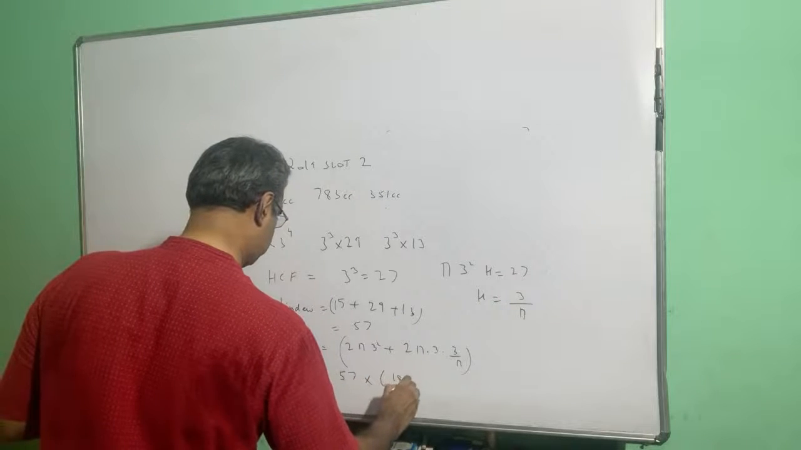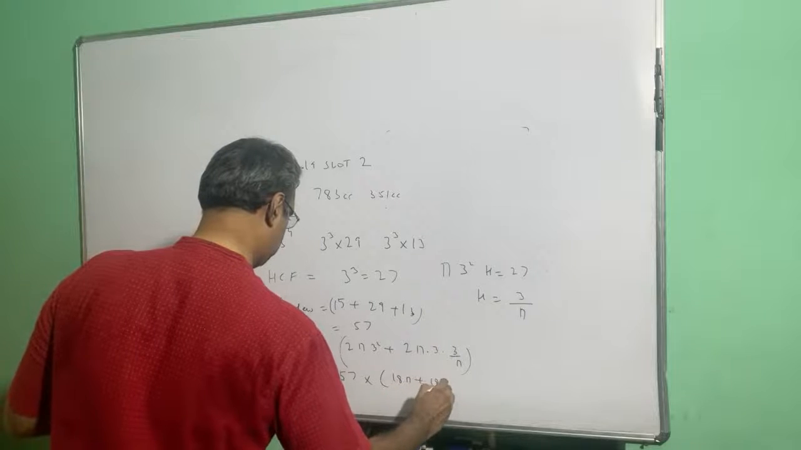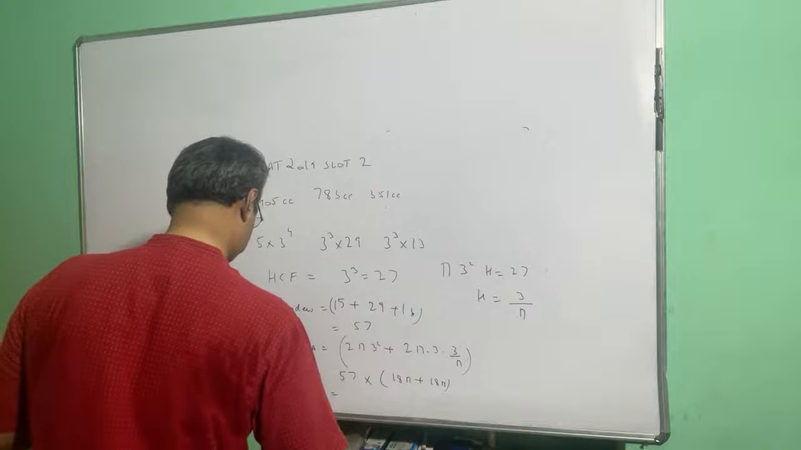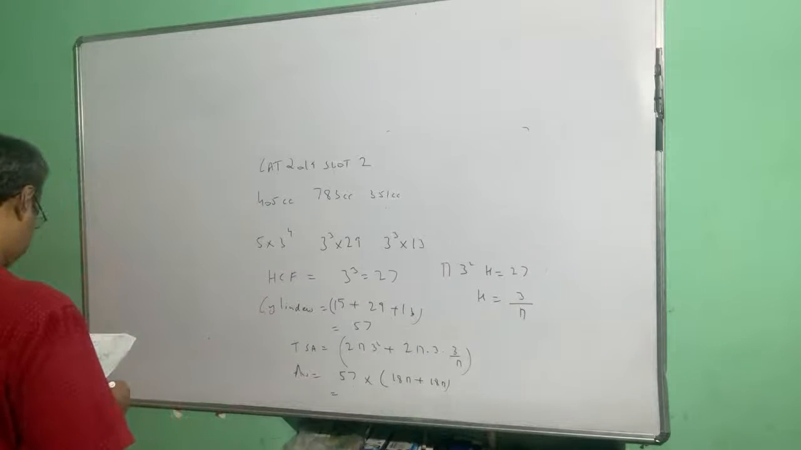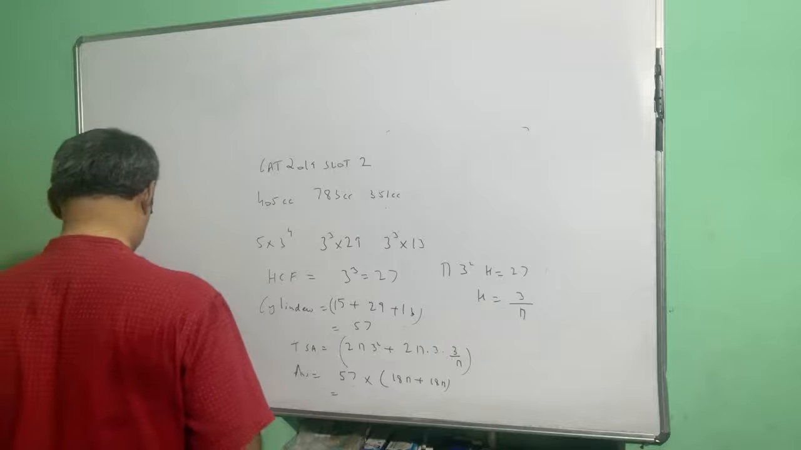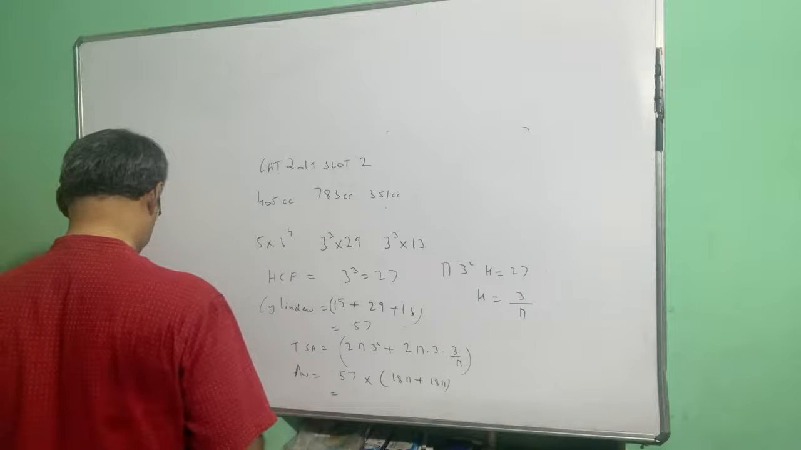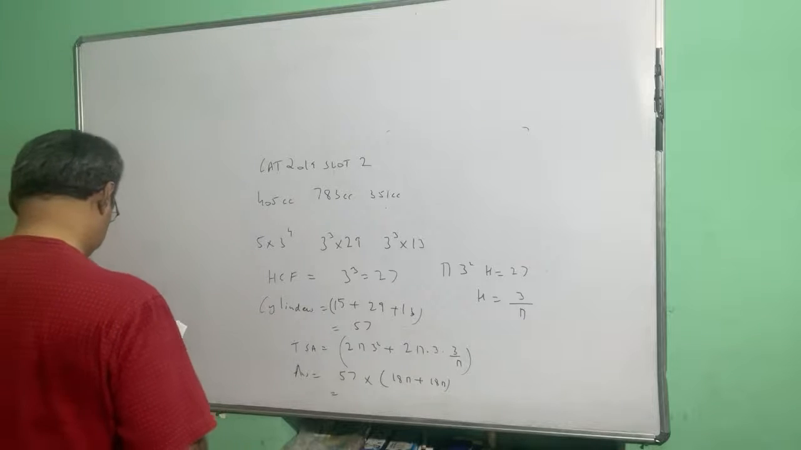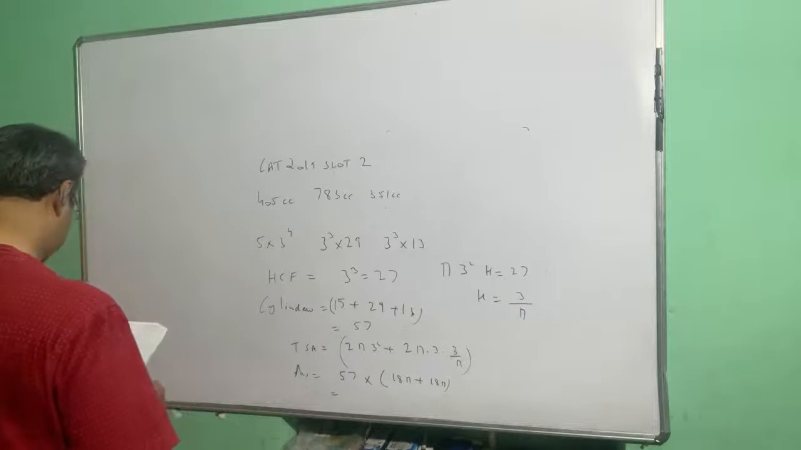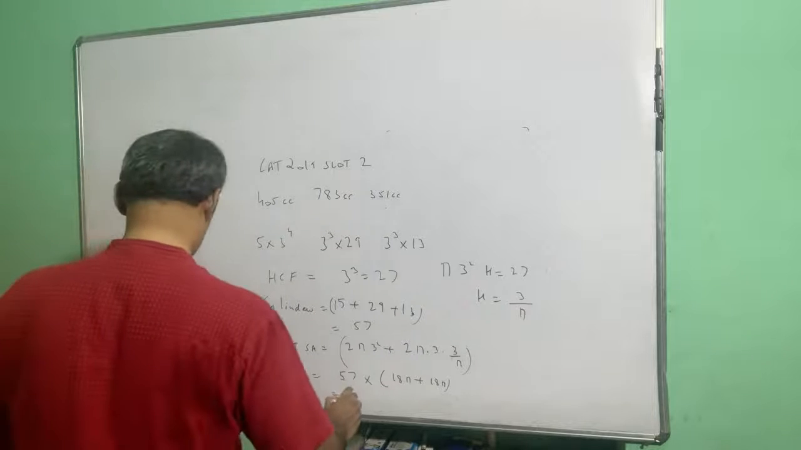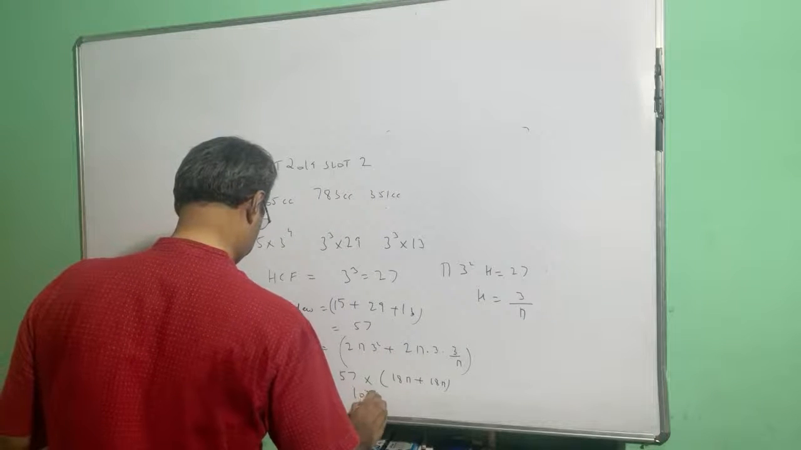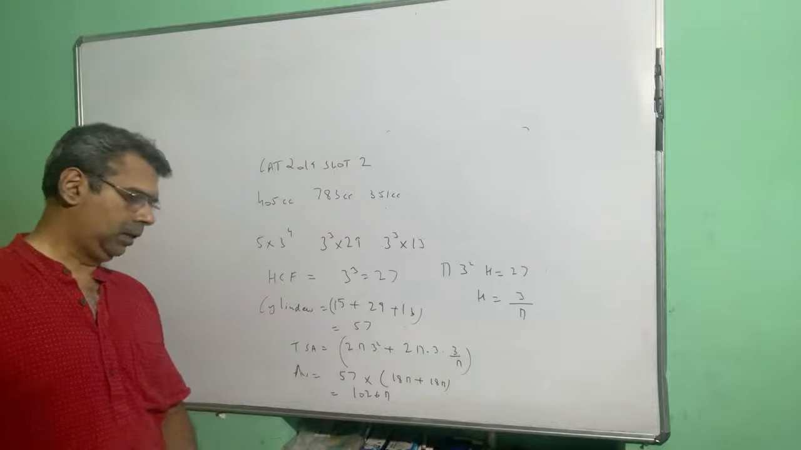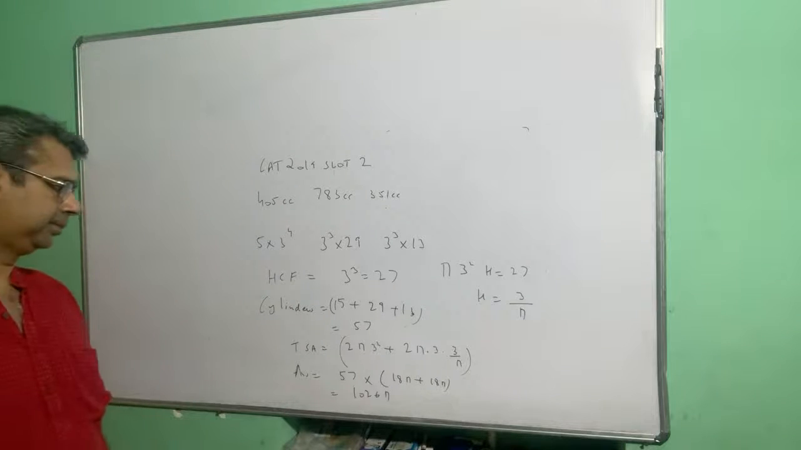So this whole thing is 18 pi plus 18 pi. So 1026 pi is the answer.